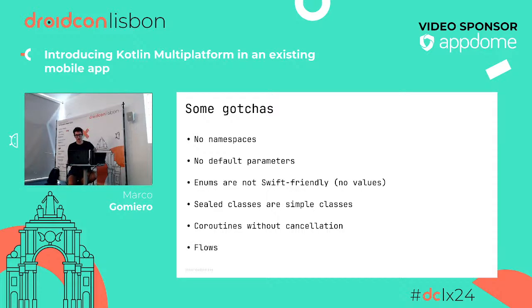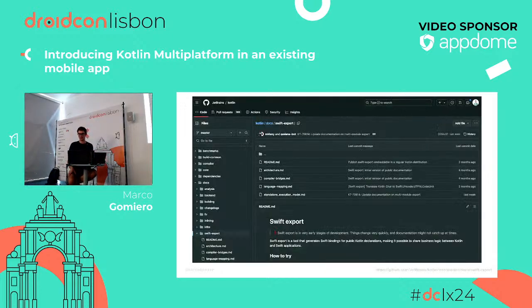And for flows, you have to manually write the collector, so it's a bit of gotchas. It seems awful from this slide, but it's not, because there are ways of improving this in a good way. Well, of course, there's going to be the official way, because JetBrains is working on a Swift export tooling. It's still in the early stage of development. There's a prototype in the Kotlin repository with some documentation, so it's interesting. You can have a look at it if you're interested, but don't use it in production for now.